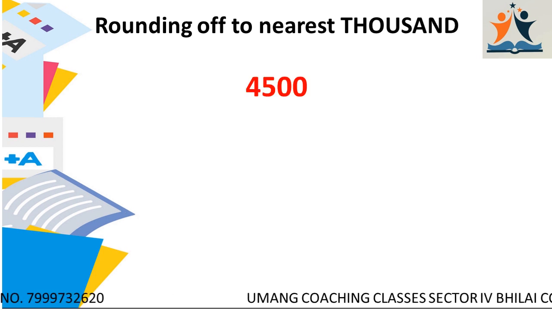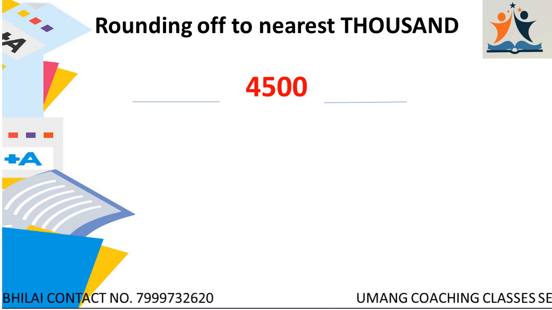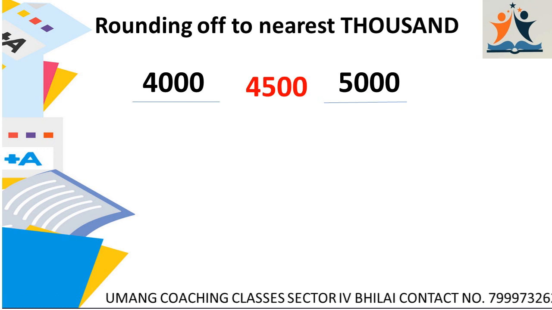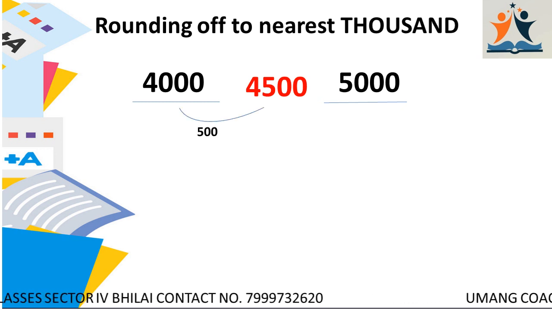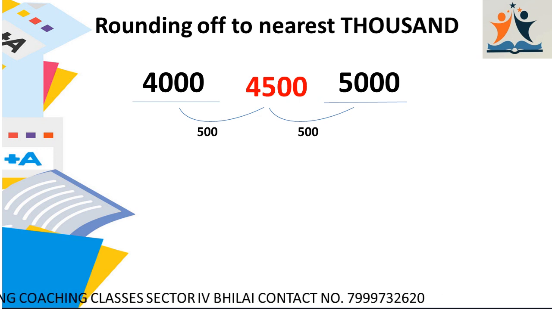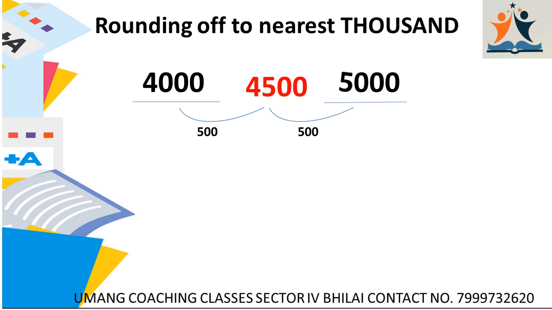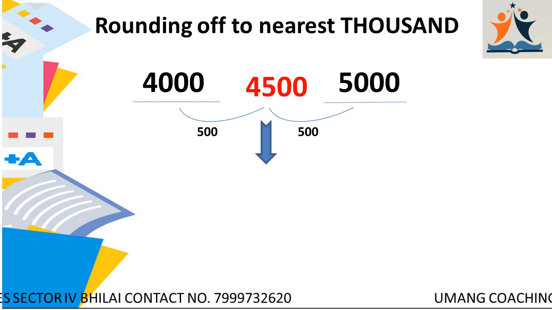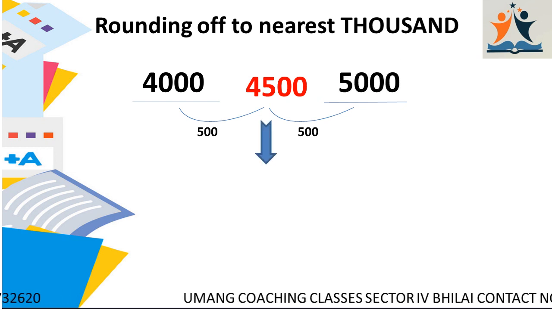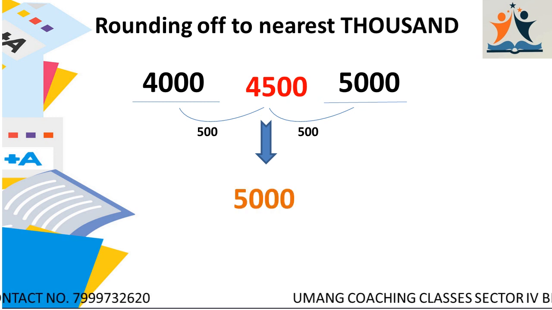Let's see another example, 4500. What we'll do in such cases? The two nearest 1000s for 4500 are 4000 and 5000. The difference between them is 500 as well as 500. What to do in such cases? In such cases, we'll take the after 1000 value, that is 5,000. So the nearest 1000 for 4,500 will be 5,000.